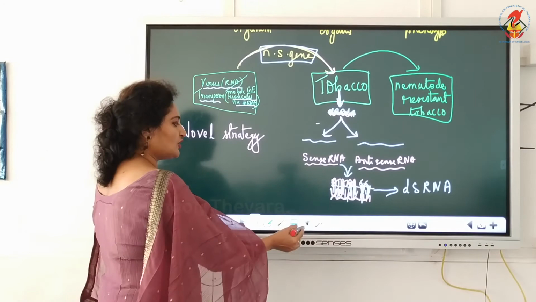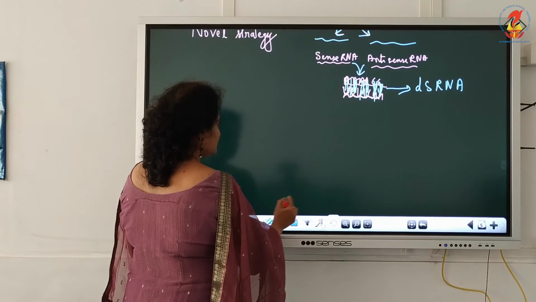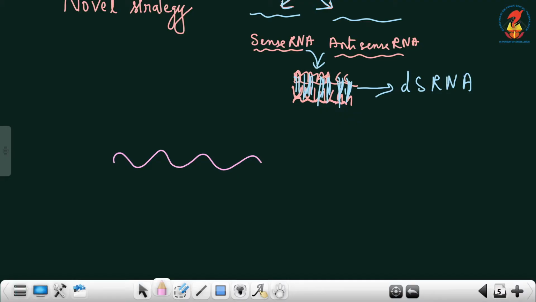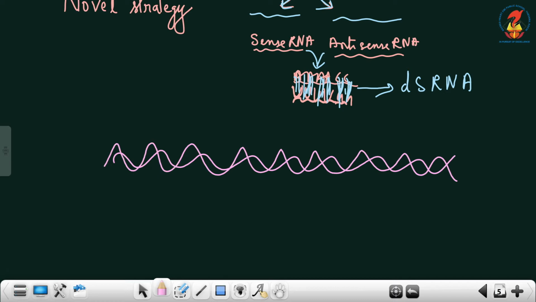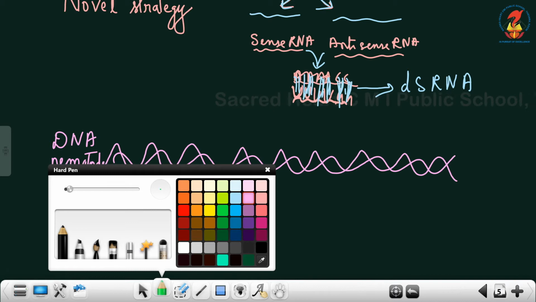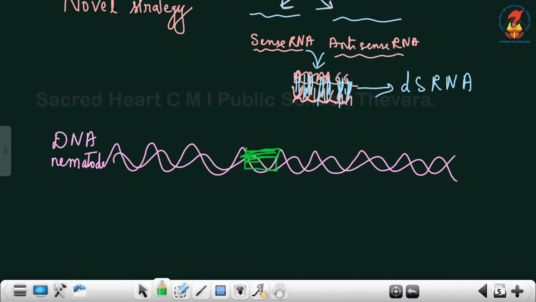Now what is done is, we know about the nematode. Let this strand of DNA depict the strands of the nematode, the pest. Let this be the DNA of the pest or the nematode. It's an endoparasite. Now there is a particular gene in this DNA strand of the nematode. Let me highlight this part. This particular part is called the housekeeping gene.